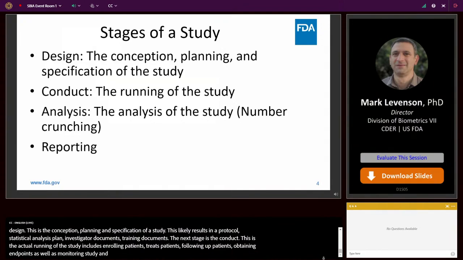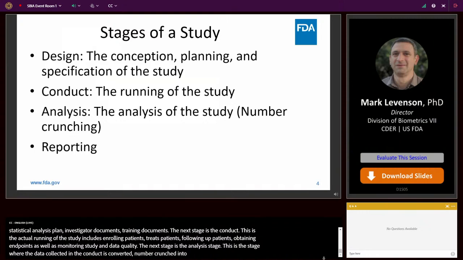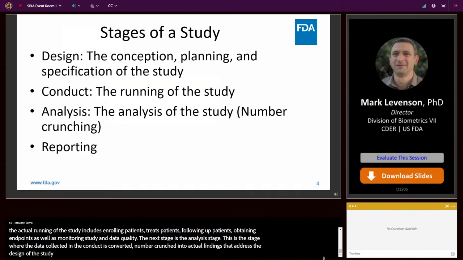The next stage is the analysis stage. This is the stage where the data collected in the conduct is converted and number crunched into actual findings that address the design of the study. And finally, there's reporting. This is a very important part of a study, but I won't have much to say about it today.